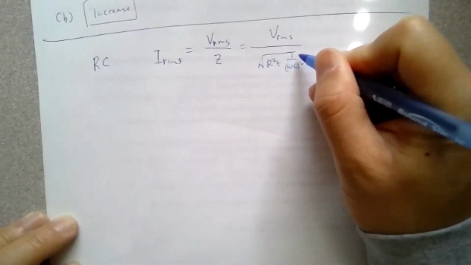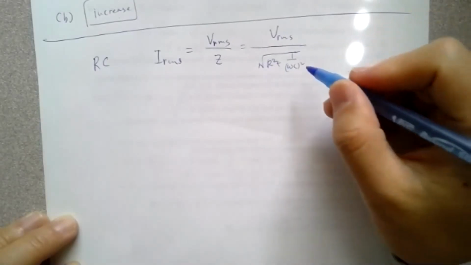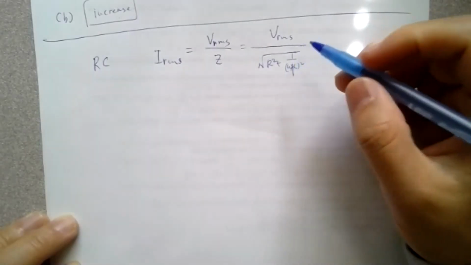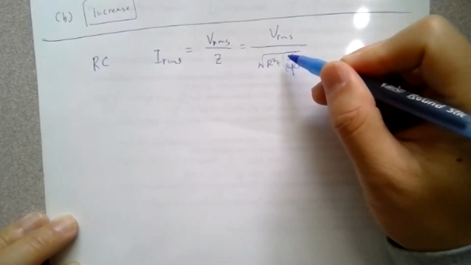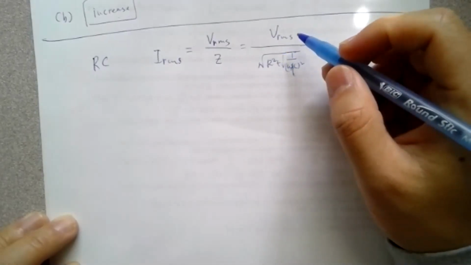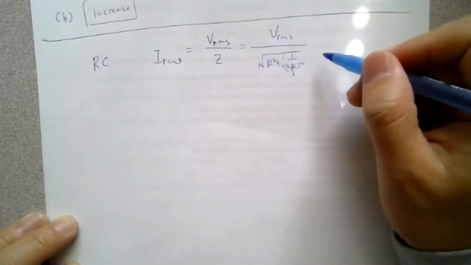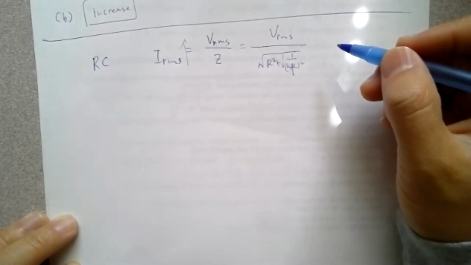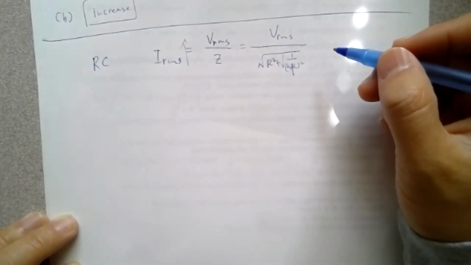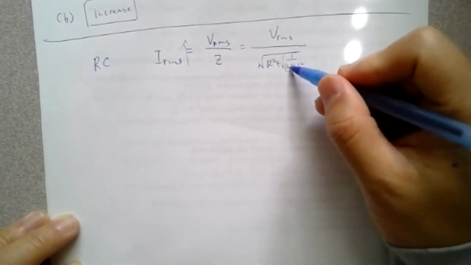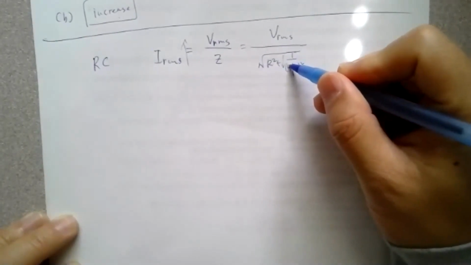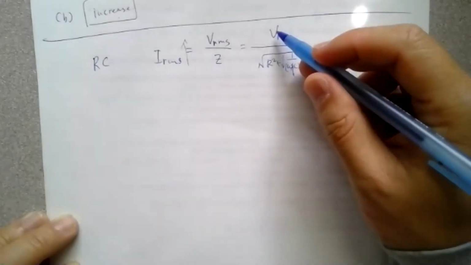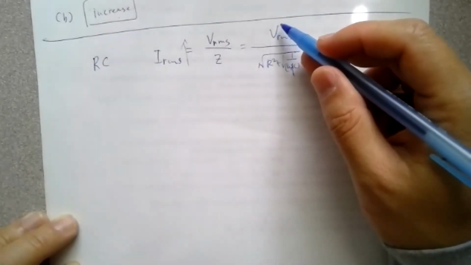1 over omega C, squared, right? So you can see if you have an RC circuit, as your frequency goes up, this thing goes down, so then your current will go up. Then you will reach a plateau because when omega is infinity, this term is 0. You reach the plateau of the resistor only, which is V over R.